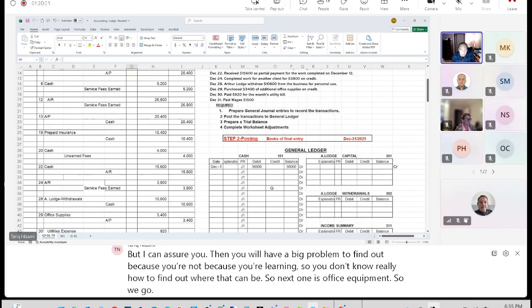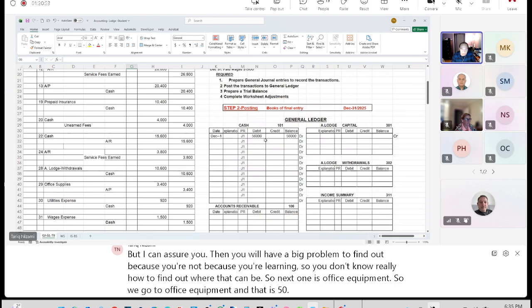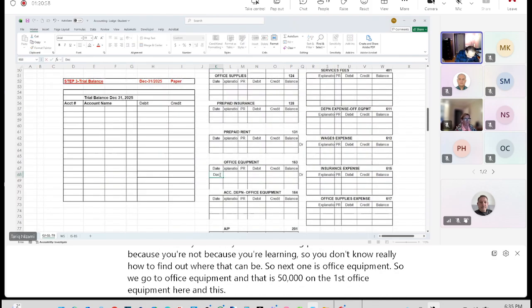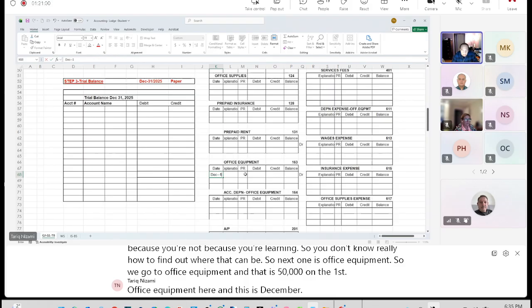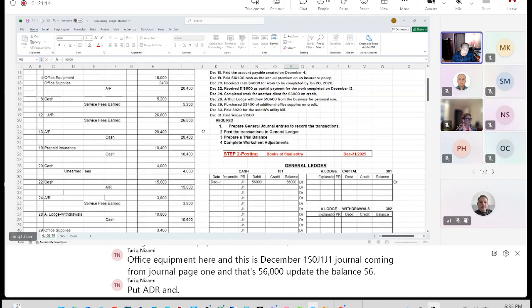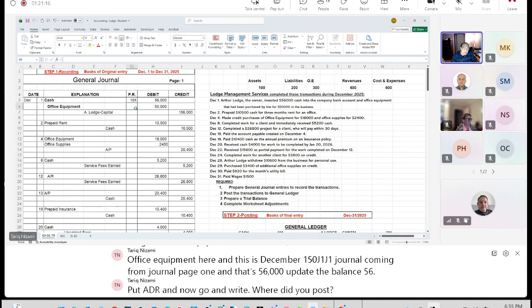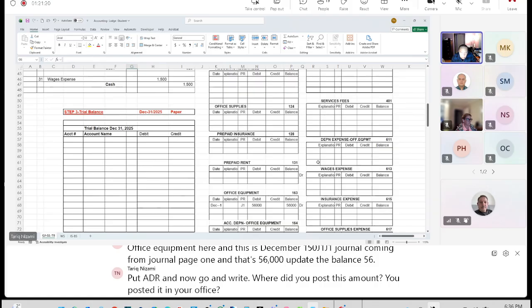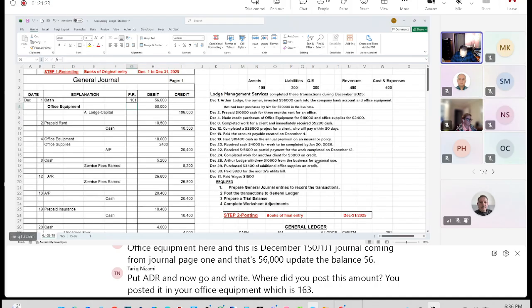So we go to office equipment, and that is 50,000 on the first office equipment here, and this is December 1, J1, journal coming from journal page 1, and that's 56,000. Update the balance 56. Put a DR, and now write where you posted this amount. You posted it in your office equipment, which is 163.